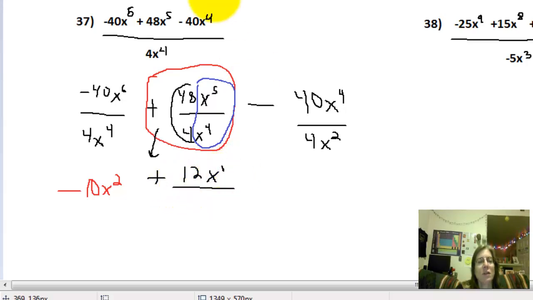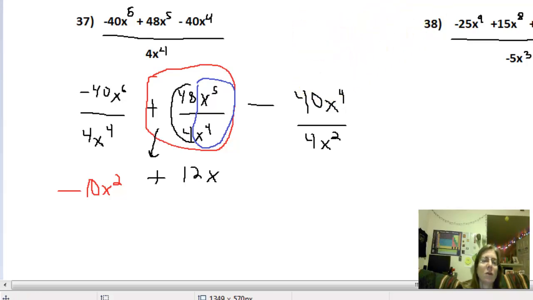So we no longer need the fraction bar. That's simplified to 12x. We don't even need the 1 there either, because it doesn't mean anything really. So we've simplified those two, and now let's simplify our last one.